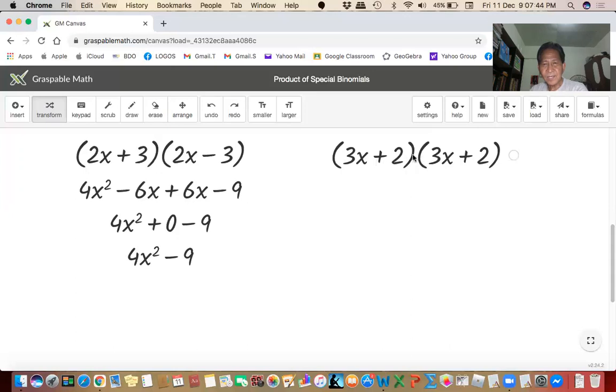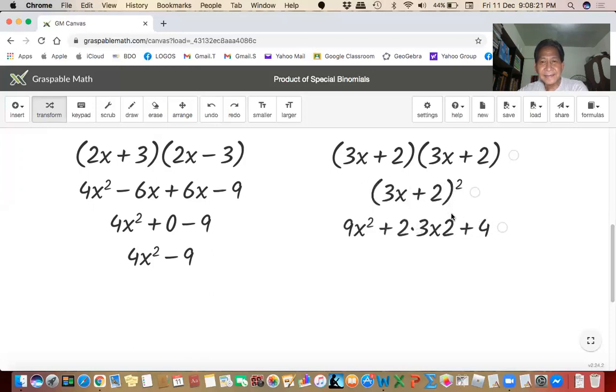Now let's try this one. Remember, the special product that results from this is what we call a perfect square trinomial. Let's do FOIL first, or let's attempt to do FOIL. All right, instead of doing FOIL, change it into a binomial squared. Since these are exactly the same, you can rewrite this as a binomial squared. Now we'll expand this using the shortcut. All right, it's almost done, except that we have to simplify this.